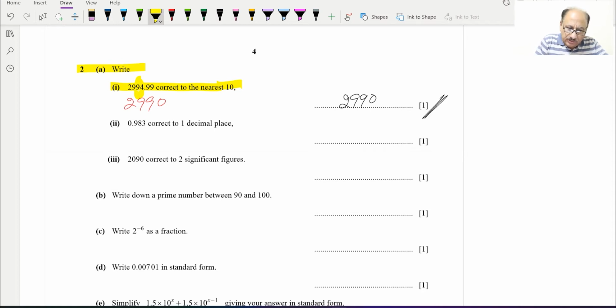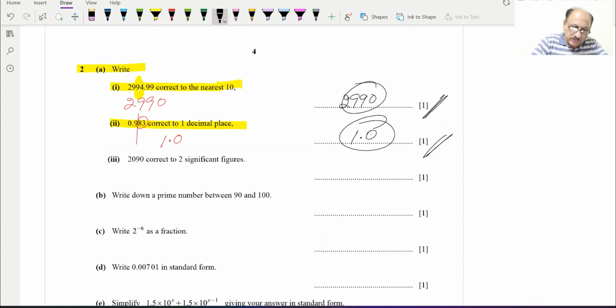And the second part is 0.983 correct to 1 decimal place. Correct to 1 decimal place means we want to remove from here. So 0.983, 8 is more than 5, so we'll be adding 1 to 9, so it will be 1.0. So the answer will be 1.0, for 1 mark.